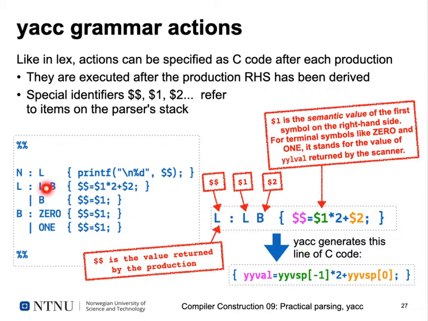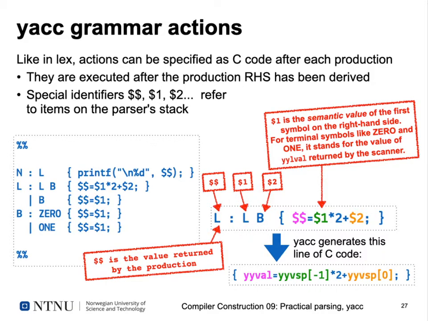So whenever we have a B here, we add the code just assigning $$ to the value of $1. And we've also seen that these special variables $$, $1, $2 refer to essentially items in the grammar. If we take a look at our generation of parsers, they refer to items on the parser stack precisely. So when we have a rule like L goes to L B, then whatever is returned as L is $$. The first symbol on the right hand side of the production is $1, the second is $2, and so on.